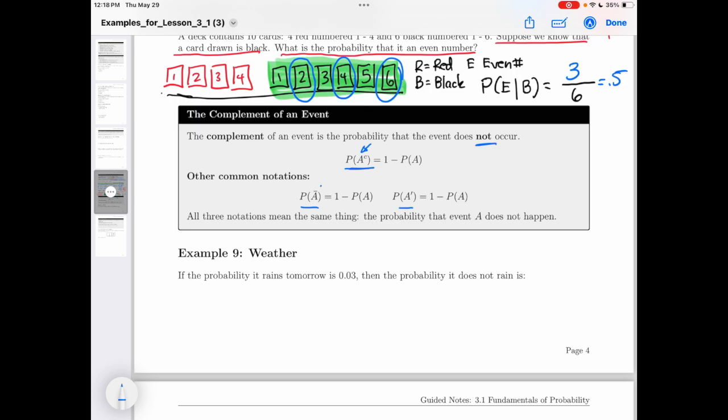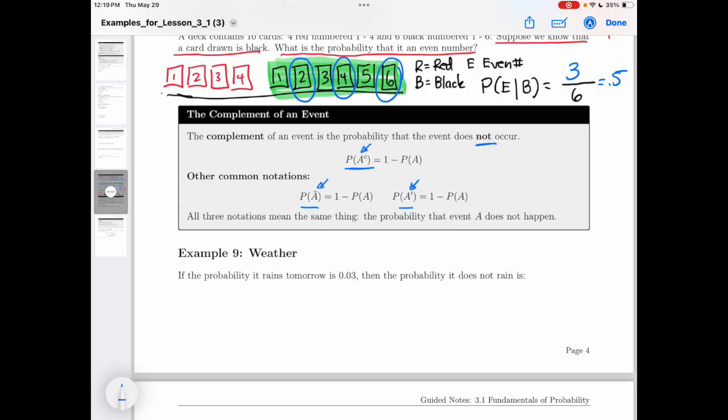Now, other ways that you can see that notation is A bar. That's another way of saying the event A does not occur. Or you could have an A with a little prime symbol. Event A does not occur. To find the probability that event does not occur, because it's the complement, we just need to subtract it from 1, or if we're talking about percent, subtract it from 100%.